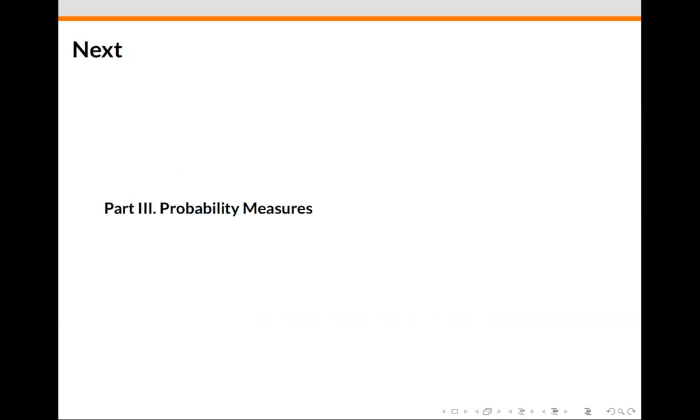This is actually what we're going to do next. So in our next module, we're going to see probability measures and probability distributions.